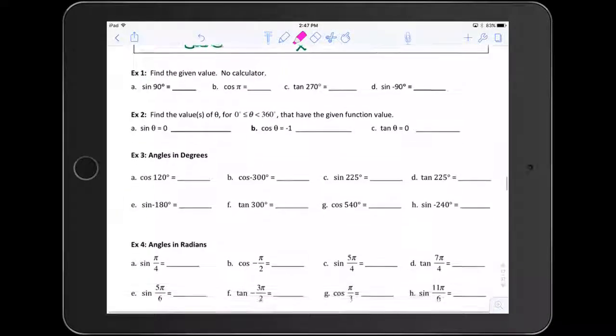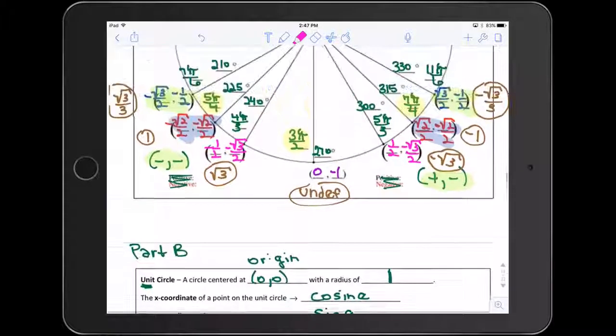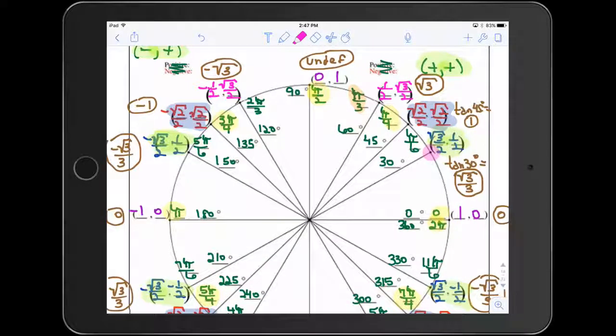I'm going to come right here to example 1. It says find the given values. By the way, all of this is no calculator. The unit circle in general you would have to do without a calculator as well. So it says find the given value, no calculator, of sine of 90 degrees. And how you do that is you just rotate 90 degrees on your unit circle. You see that point is 0, 1. And of course the cosine of 90 degrees is 0 because that's the x-coordinate. The y-coordinate is the sine. So that means the sine of 90 degrees is equal to 1.